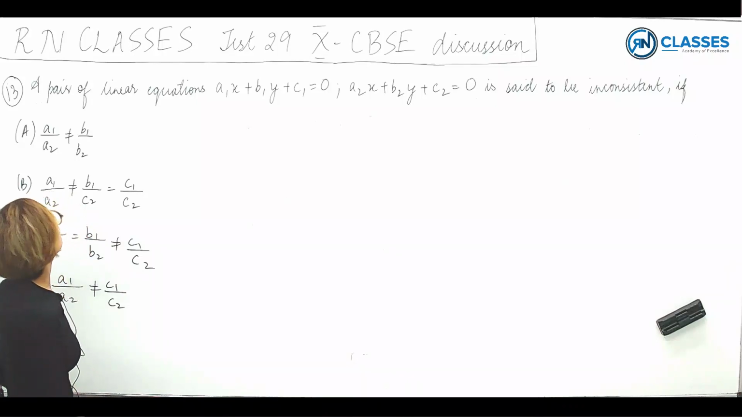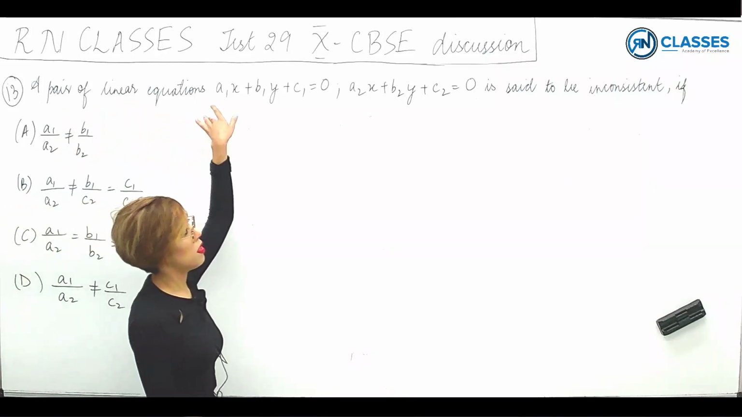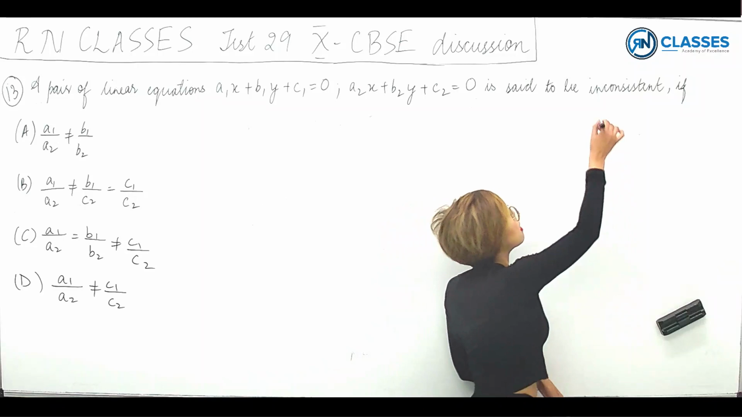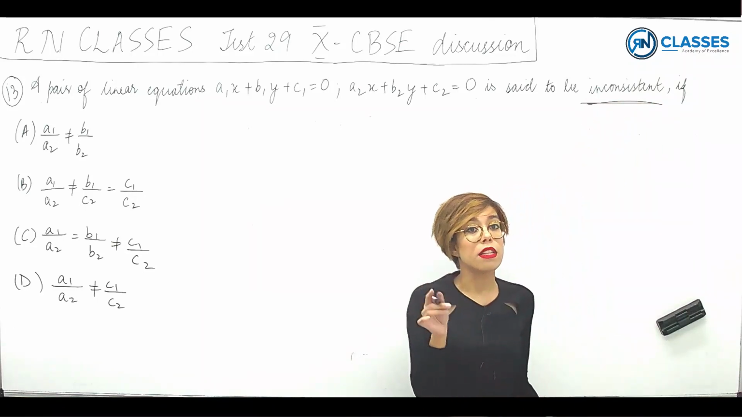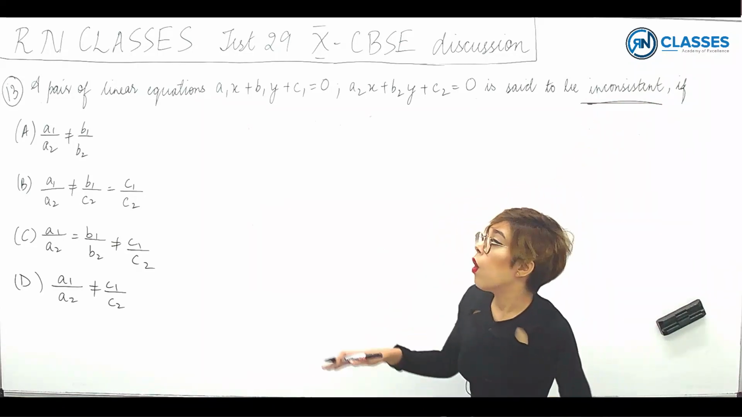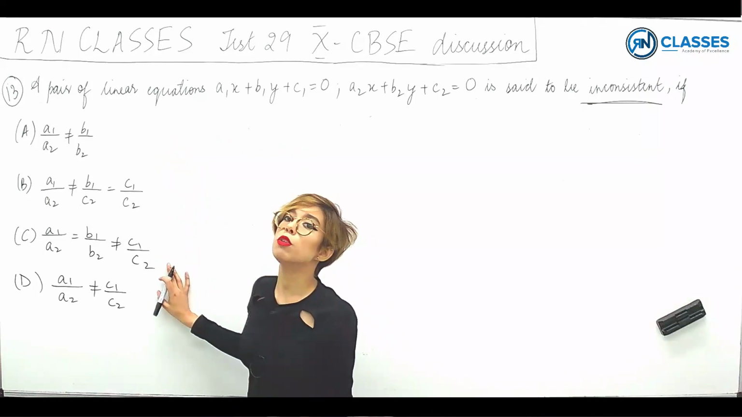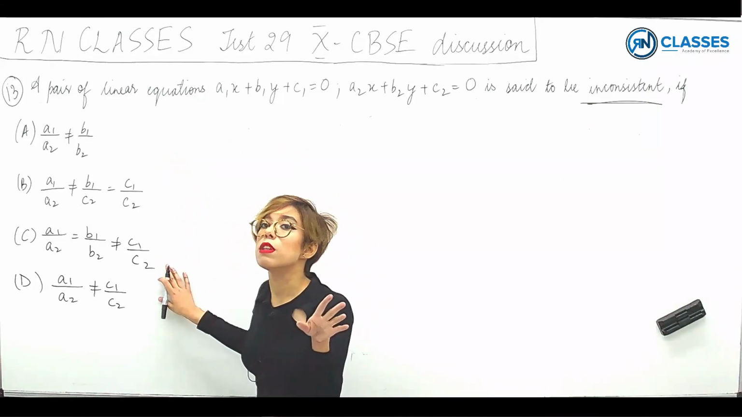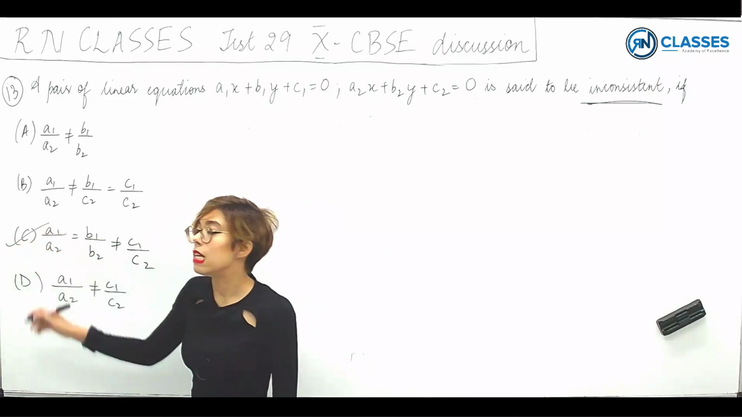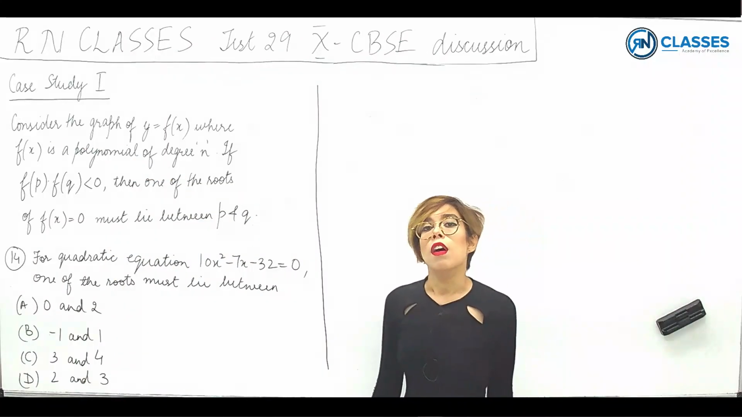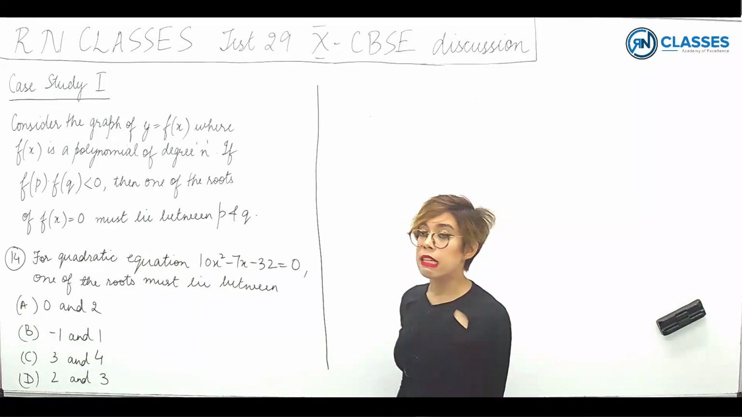Alright, so the next question. A pair of linear equations is said to be inconsistent. Now, inconsistent as in no solution. Now, no solution की condition क्या होती है? A1 by A2 equal to B1 by B2, not equal to C1 by C2. So, option C is the correct one. Alright, now next is the case study.